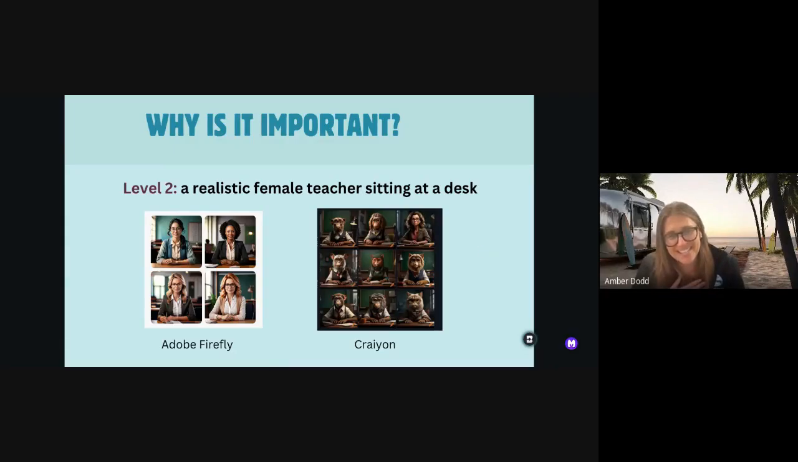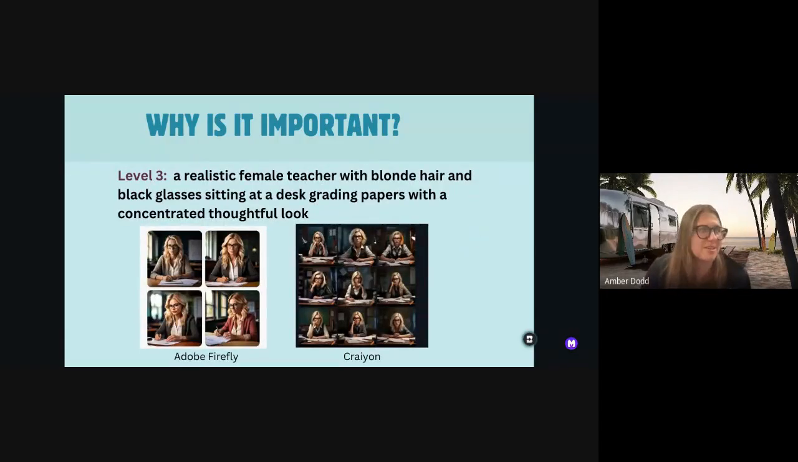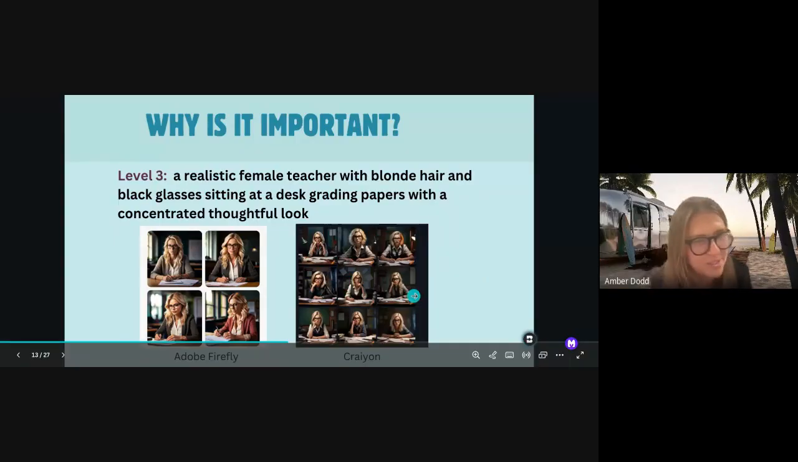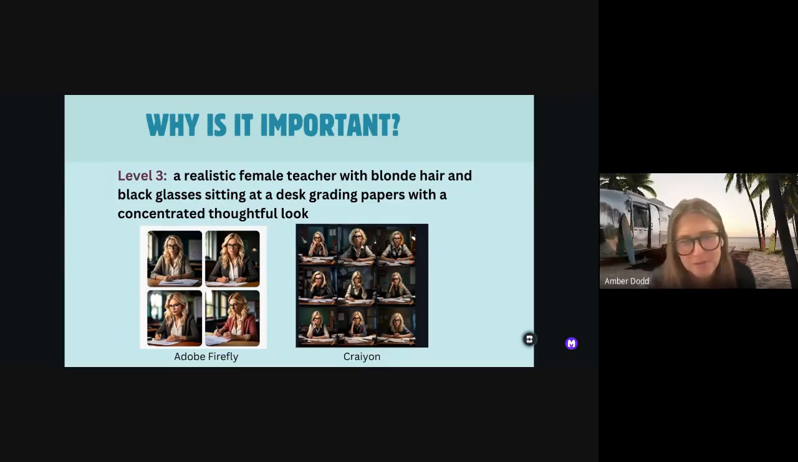So I didn't realize that I needed to say a human looking teacher, but apparently I needed to put that as well. So then I got a little bit more specific. A realistic female teacher with blonde hair and black glasses sitting at a desk grading papers with a concentrated, thoughtful look. So here I got a little bit more of what I was looking for when it comes to teachers, or to looking at them. This Crayon, I think all the teachers still look really stressed out compared to Adobe Firefly, but you know, we have what that is.